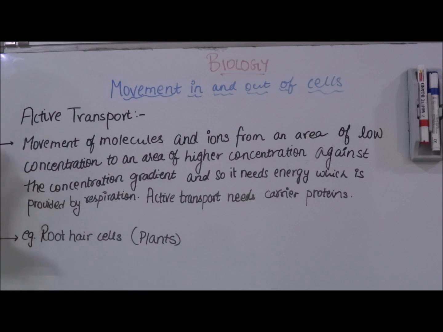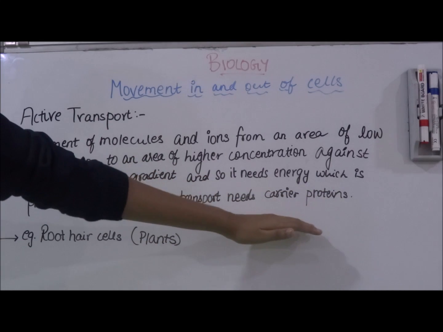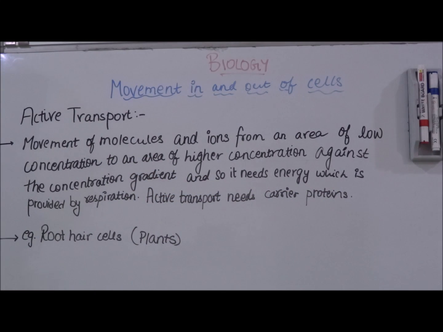Another important thing that active transport needs is carrier proteins. Now, carrier proteins are also known as transport proteins. One example of active transport could be in the root hair cells.